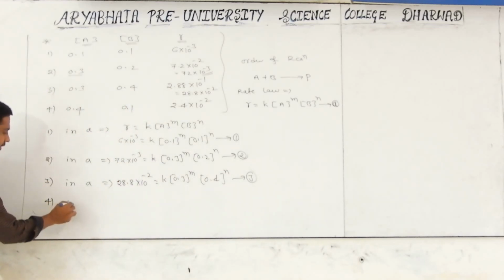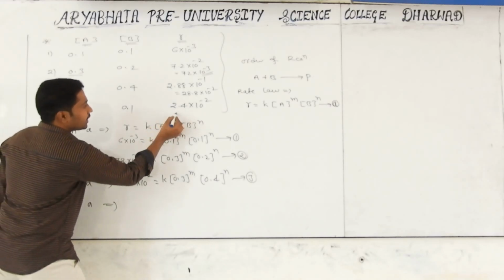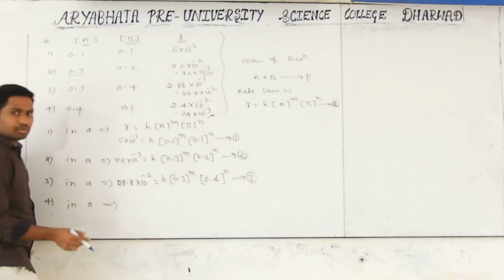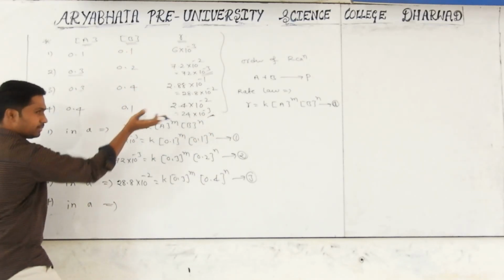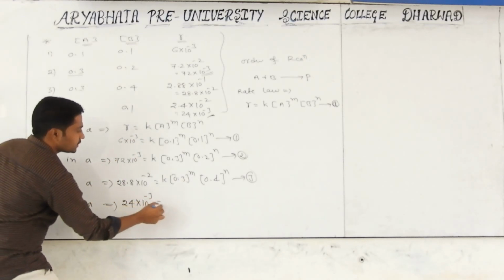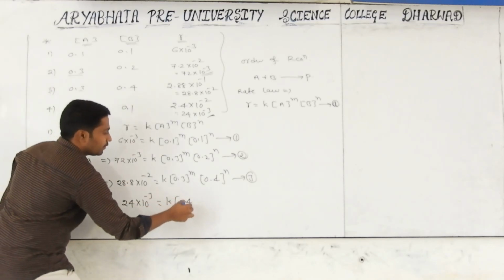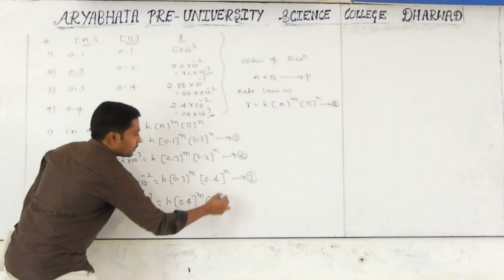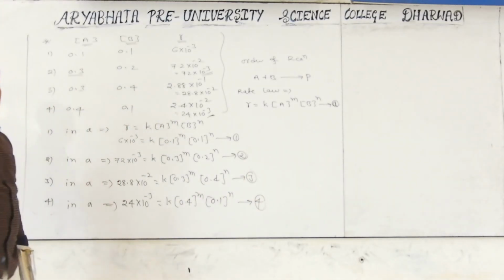Substitute the fourth information in equation A. Then what is coming? 24, can you write it? 24 into 10 to the power of minus 3. Is there any problem? No. Shifting the decimal point to the right side, subtract from the 10 powers. That's it. 24 into 10 to the power of minus 3 is equal to K into, the concentration of A 0.4 whole power m into concentration of B 0.1 whole power n. These are the 4 equations. Problem is almost over.